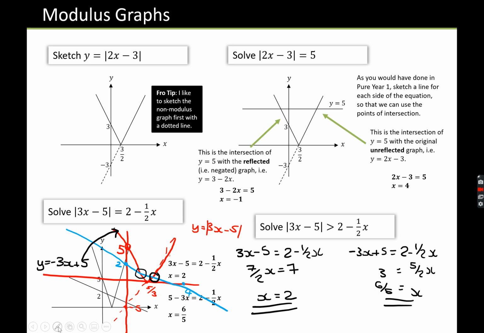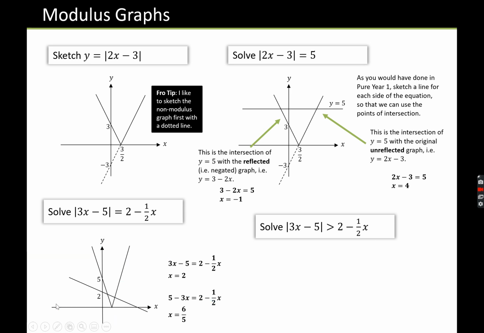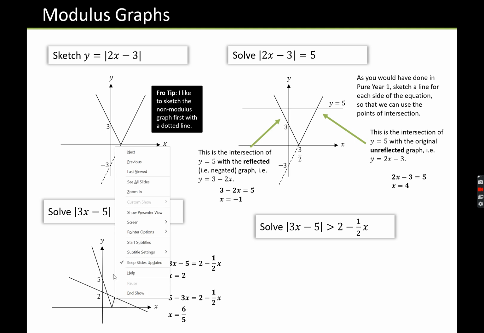Oh, last little bit. So, last little bit of an inequality one. Solve where the modulus of 3x minus 5 is greater than 2 minus a half x. Again, if you've made your sketch, it makes life so much easier, because I know that my modulus function is bigger when I am greater than the biggest intersection point and smaller than the lowest intersection point.